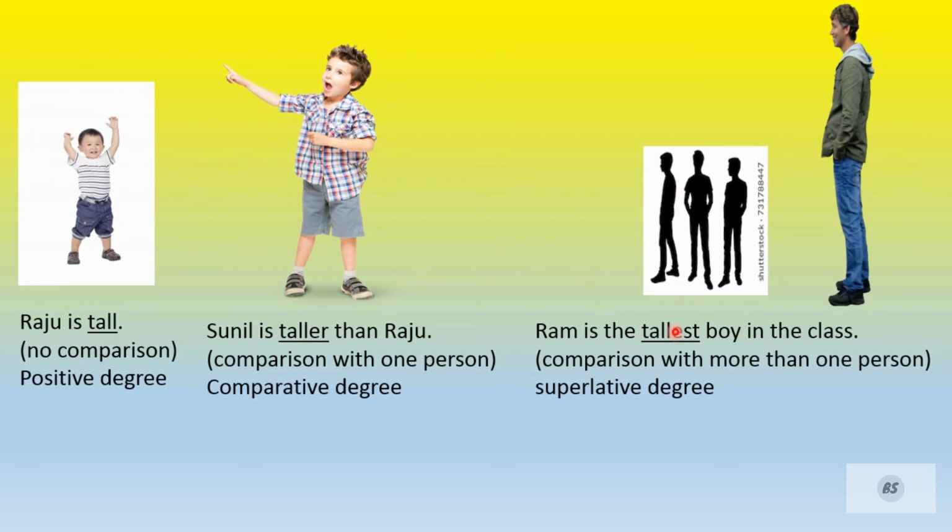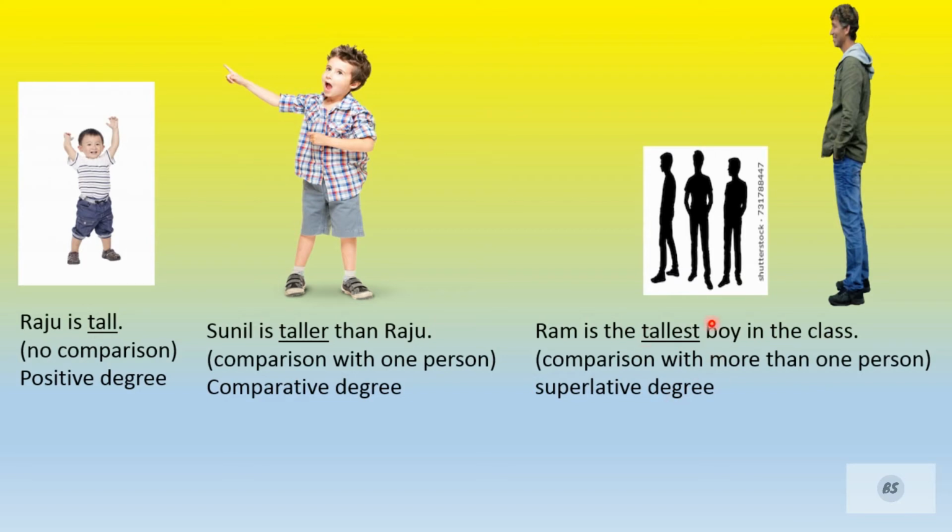Maybe a group of people, group of children, group of objects, or maybe two or more than two. Okay. So in that case we use the superlative degree form. Like when comparing with more than one person, then we use superlative degree. So now see, if you see this boy and this group of boys, he is the tallest amongst all. So we will say Ram is the tallest boy in the class.